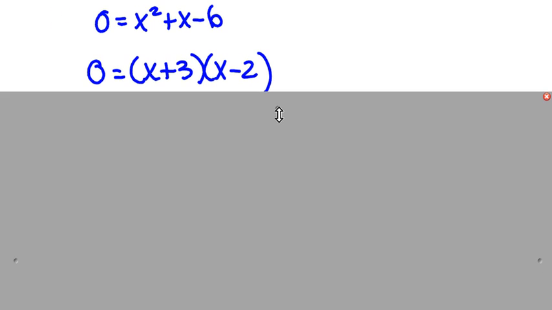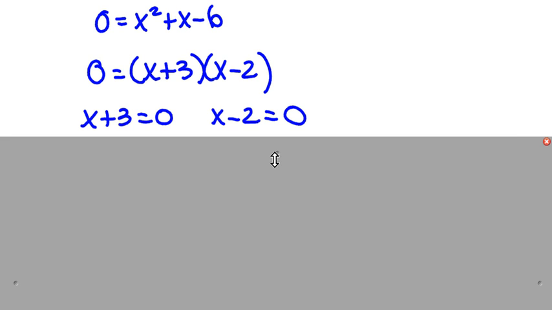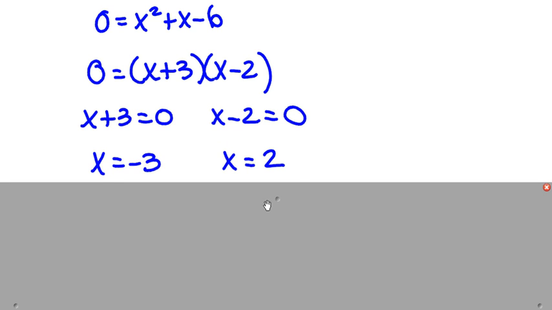Now that it's factored, we take each factor and set them equal to 0 and solve. So x plus 3 could equal 0, or x minus 2 could equal 0. In order to solve x plus 3 equals 0, we could subtract 3 from each side. In order to solve x minus 2 equals 0, we could add 2 to each side. So it looks like we have two possible solutions of negative 3 and 2.